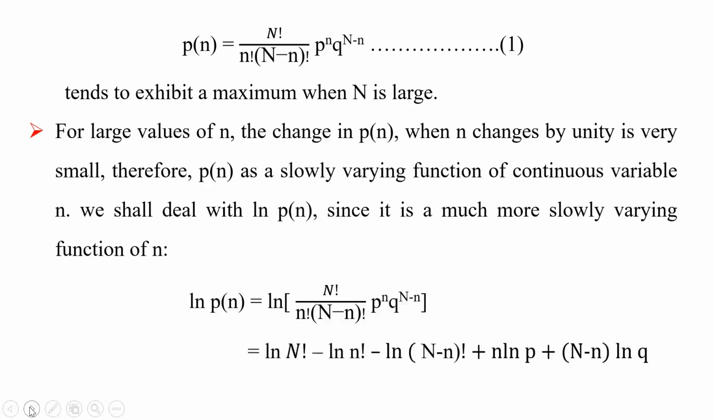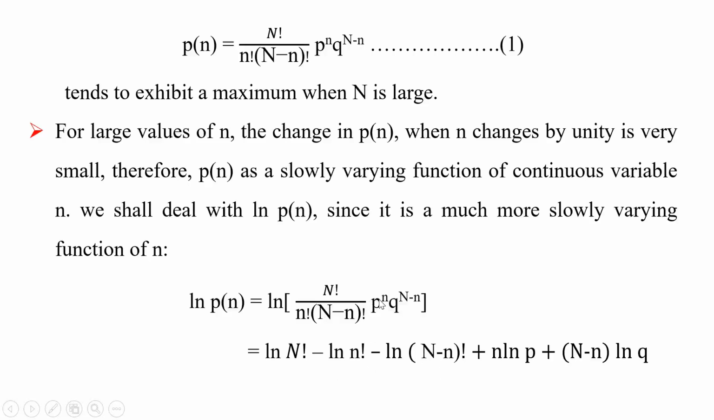This is also written as ln capital N factorial minus ln small n factorial minus ln (capital N minus small n) factorial plus n ln p plus (capital N minus small n) ln q. That's how in this bracket we have separated the terms. ln capital N factorial is the numerator term, and the denominator terms, ln n factorial and ln (capital N minus small n) factorial, are written with the minus sign.